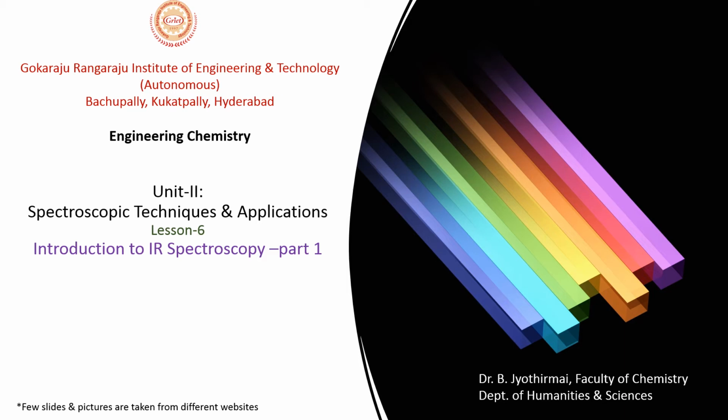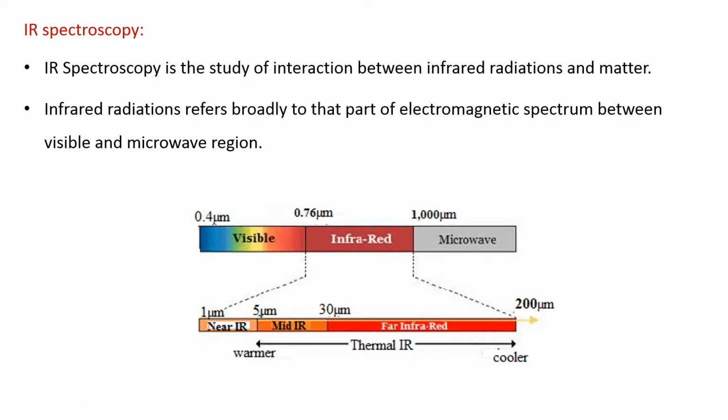Hello students, today our topic is Introduction to IR Spectroscopy. IR spectroscopy is a study of interaction between infrared radiations and matter. Infrared radiations refers broadly to that part of electromagnetic spectrum which occurs between visible region and microwave region.